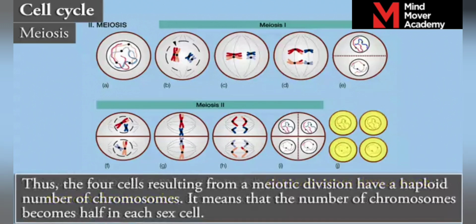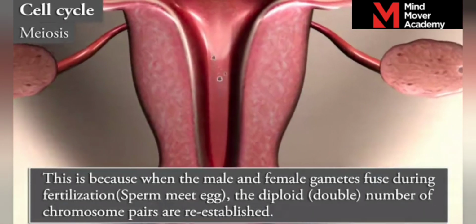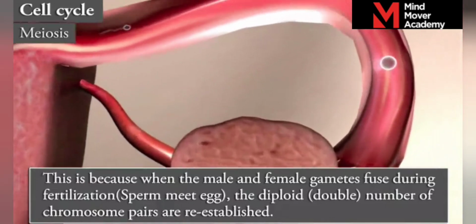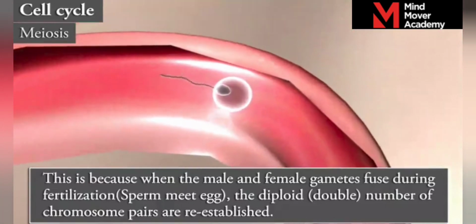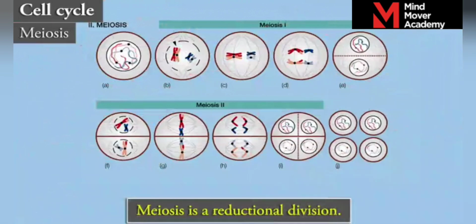Thus, the 4 cells resulting from a meiotic division have a haploid number of chromosomes. It means that the number of chromosomes becomes half in each sex cell. This is because the male and female gametes fuse during fertilization. The diploid or double number of chromosome pairs are re-established. Meiosis is a reductional division.